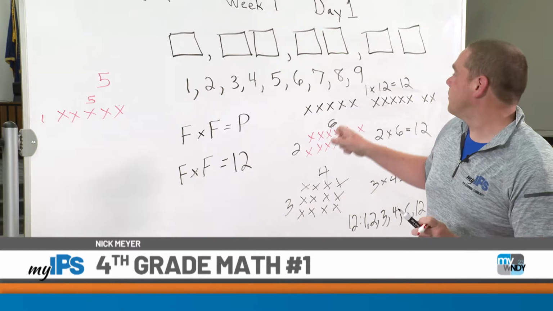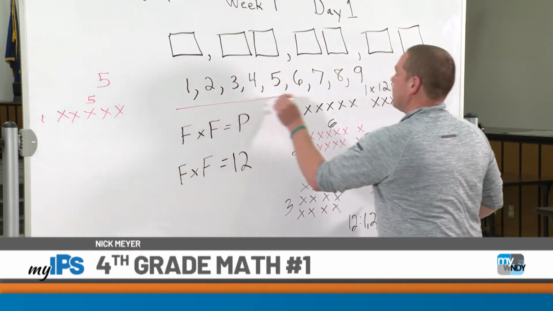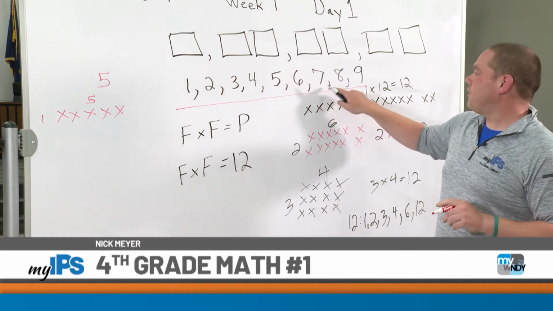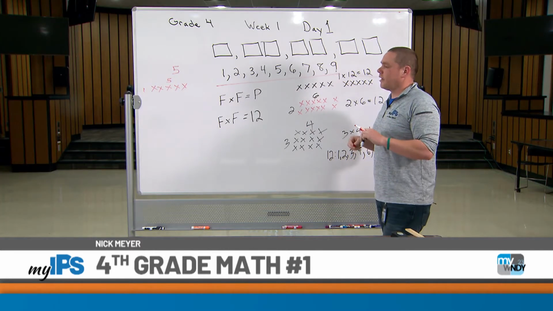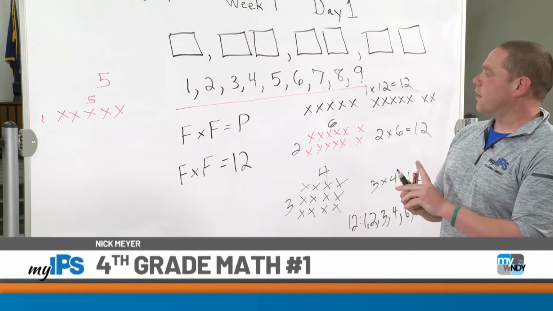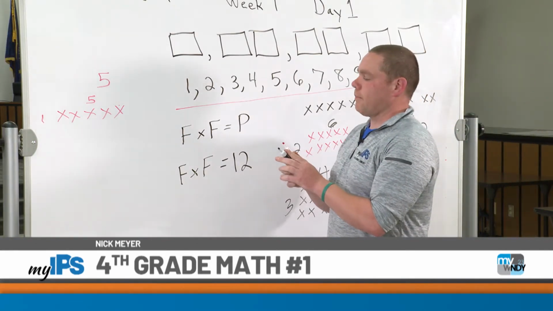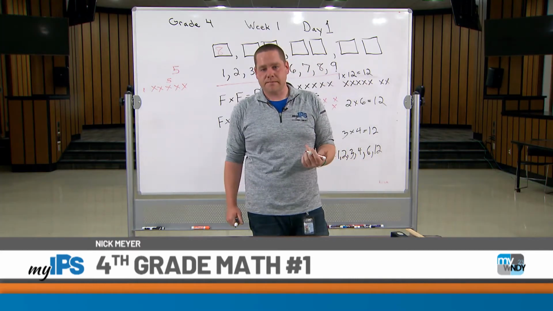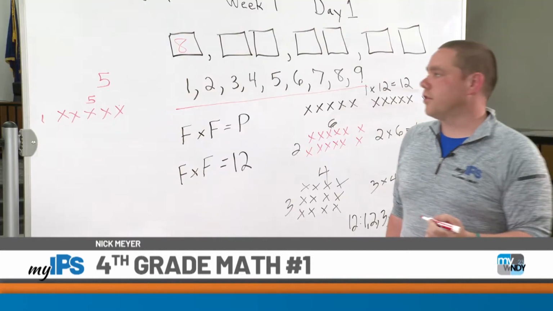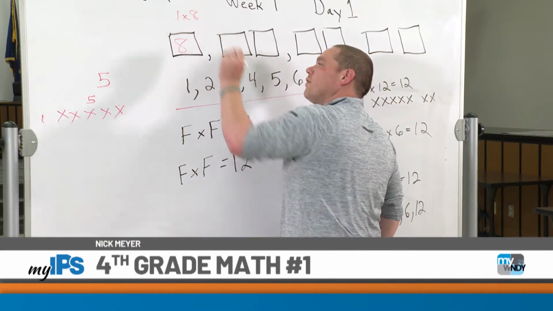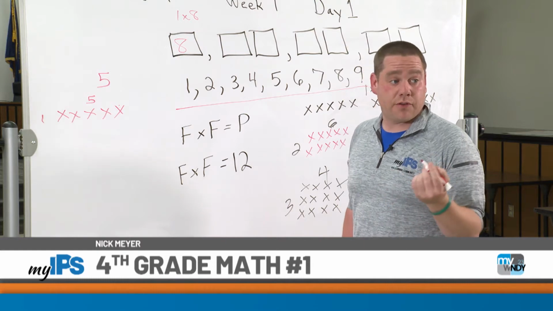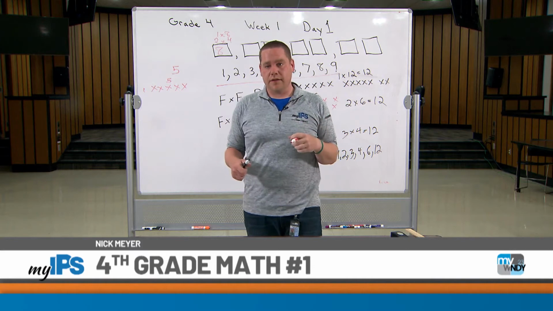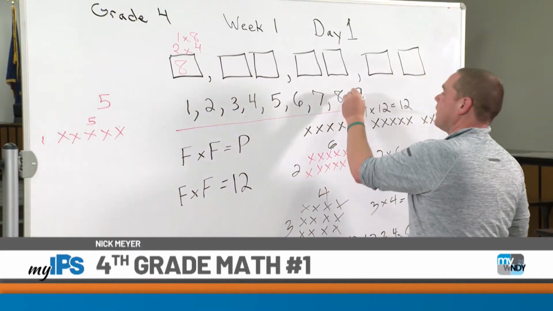So here's our goal. Using the numbers 1, 2, 3, 4, 5, 6, 7, 8, and 9, let's try to make as many composite numbers as possible. I'm not going to do them all for you. 8. Is there more than one way to make the number 8? You could do 1 times 8. What else? 4 times 2 or 2 times 4. So it has more than 2 factors. That works there. Let's cross out 8.